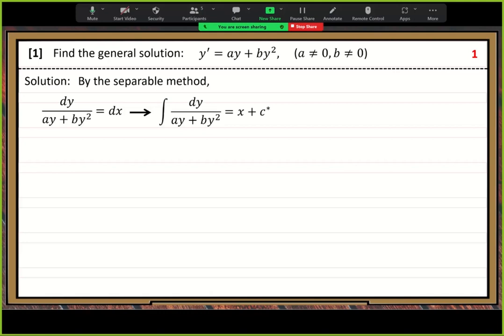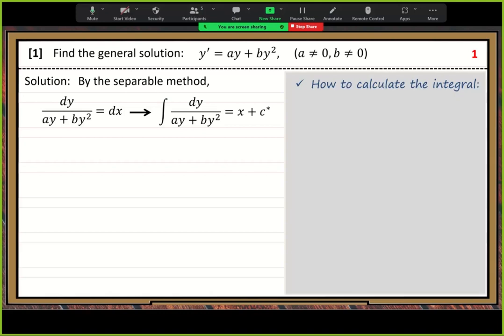But here I want to show you a special method. We do not have to go through the standard computation procedure of partial fraction. We have some shortcut, faster way to calculate this integral. Okay, let me show you that way. How to calculate the integral in this form, the ay plus by squared, you can see we can do factorization on the denominator. Two factors. We can factor y out.